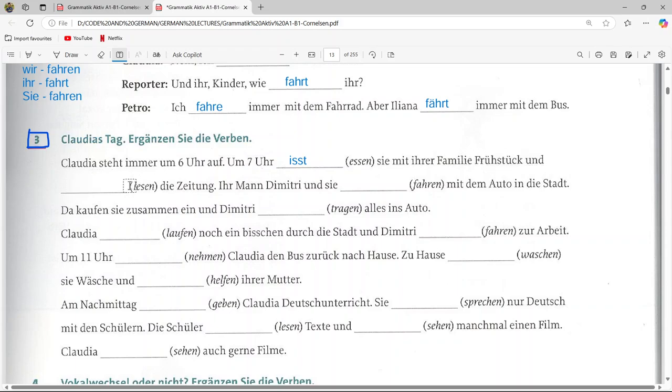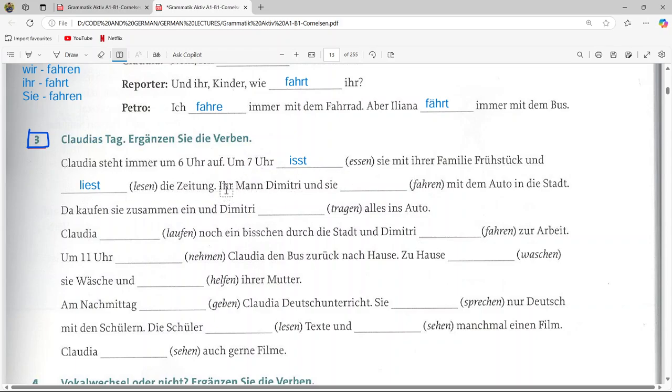Und, for sie we have to use the conjugation for lesen. So und liest die Zeitung, and reads the newspaper. Okay, so done.